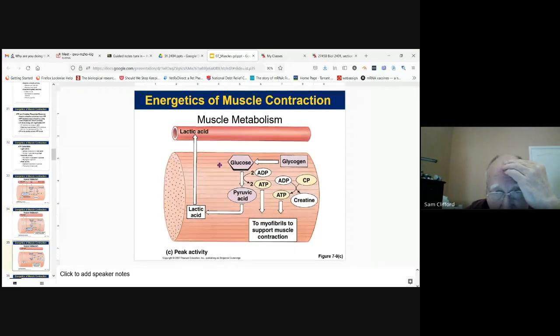If you have peak activity, there's not going to be enough oxygen to generate more ATP in the mitochondria. So this is a very rapid breakdown of glucose into pyruvic acid, and you're only going to produce 2 ATPs, and that's going to get rid of your ATP very quickly and also use up creatine phosphate.